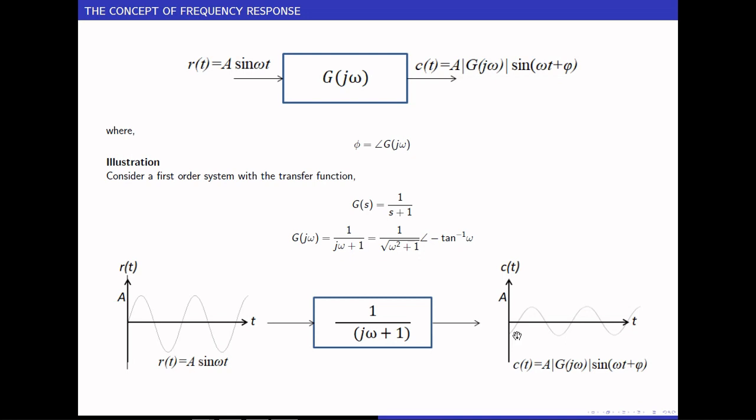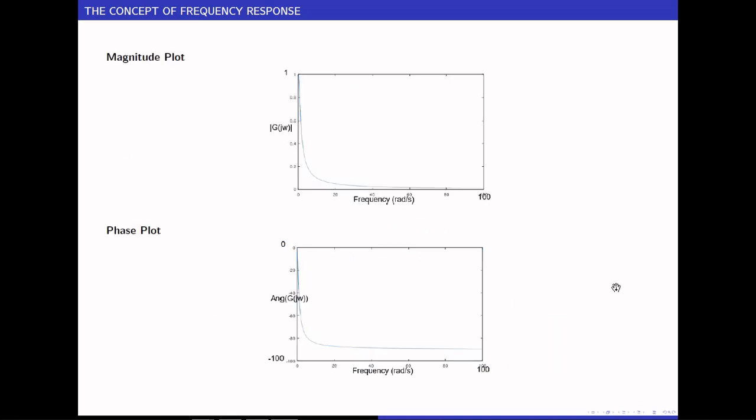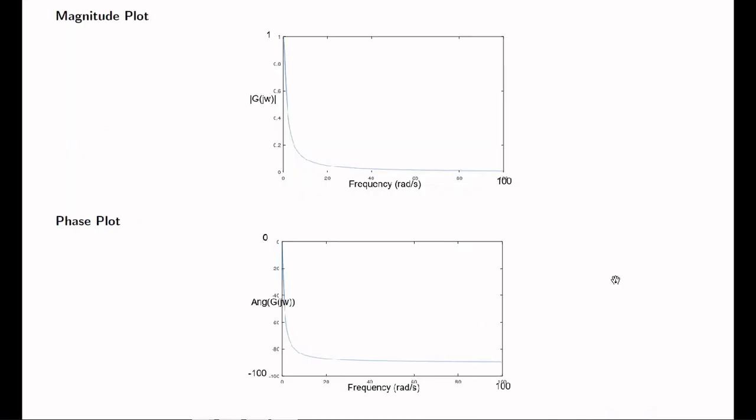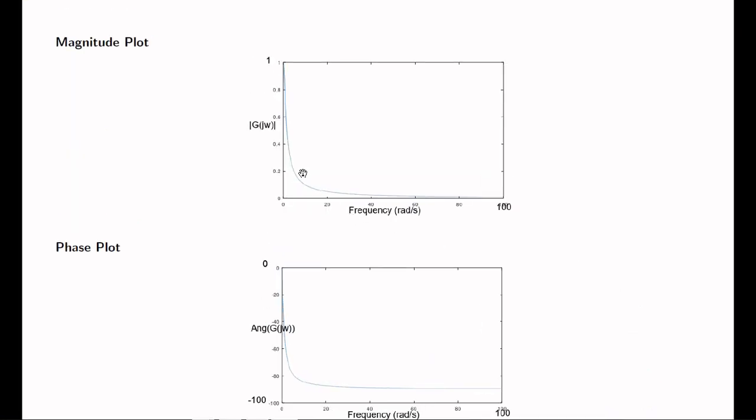So it will be a good idea to plot the magnitude of G of j omega and the angle of G of j omega with respect to frequency. The first plot, I'm going to call the magnitude plot because the magnitude is plotted versus frequency. And the second plot, I will call the phase plot because the phase of G of j omega is plotted with respect to frequency.